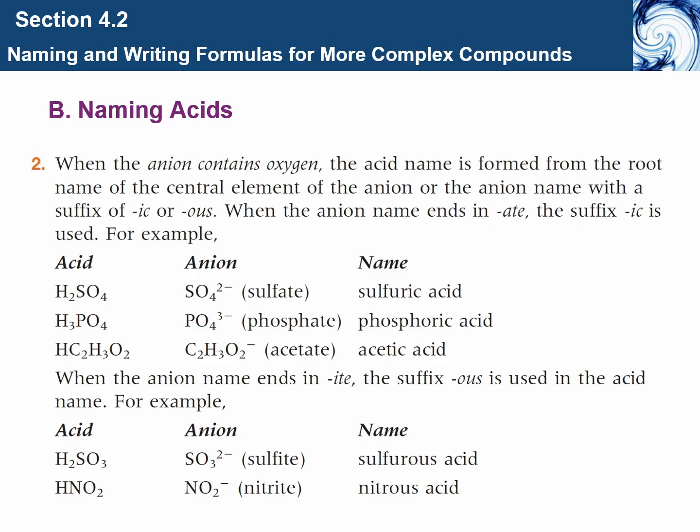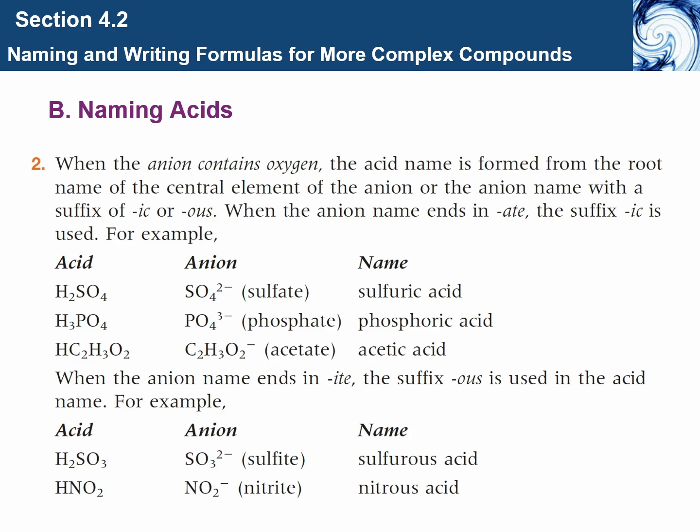Naming acids that contain oxygen is way more difficult, which is why I won't be making you do that. They don't get the hydro prefix. Instead, the ending of the anion determines the ending of the name of the acid. If the anion name ends in ate, the ate changes to ic in the acid. So sulfate becomes sulfuric acid. Phosphate becomes phosphoric acid, and acetate becomes acetic acid.